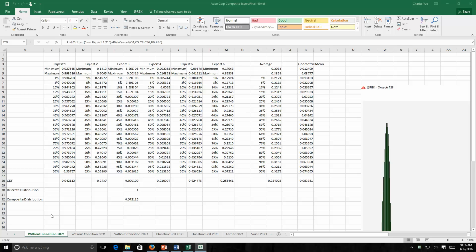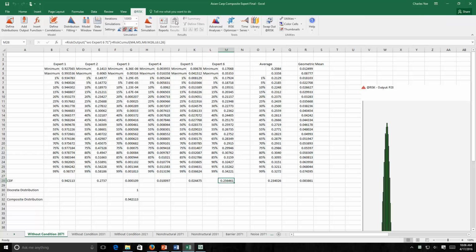In this video, we're going to consider the concept of a composite expert. In earlier videos, you saw how the model works. We used results from one expert. It was actually expert 6. And so we can take the results from expert 6 and put them in the model here. We're looking at the without condition 2071.